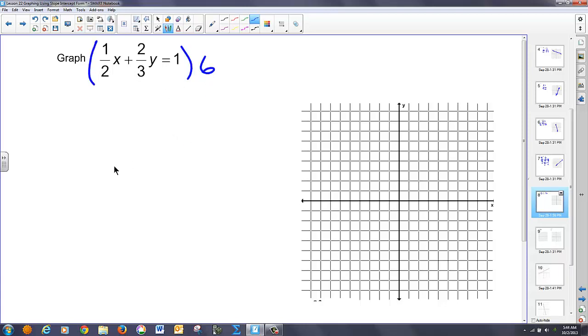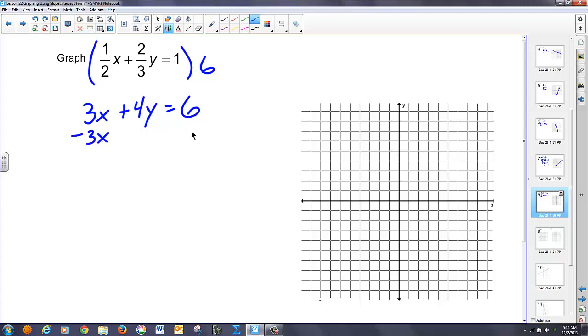Multiply everything by 6. When I do that, I end up getting 3 on the first term. 6 and the 3 reduced to a 2, and 2 times 2 is 4. And I end up with 6 here. Now notice I didn't isolate y yet, but I've gotten rid of the fractions. So now I'll go through the same procedure I did last time.